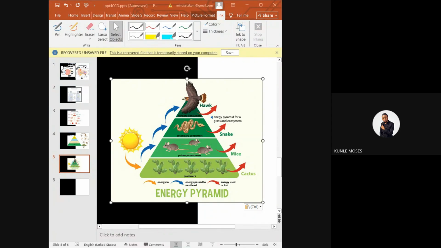So please go and read this one yourself. Nutrient cycling. That's the 14th chapter. Chapter 14, nutrient cycling. You read the carbon cycle, the nitrogen cycle, the water cycle, and all.